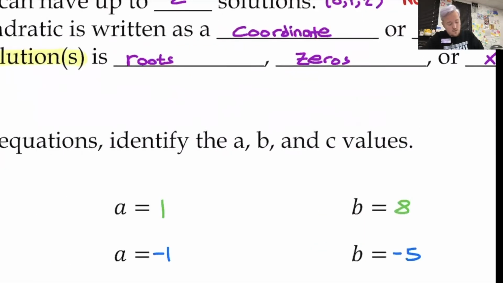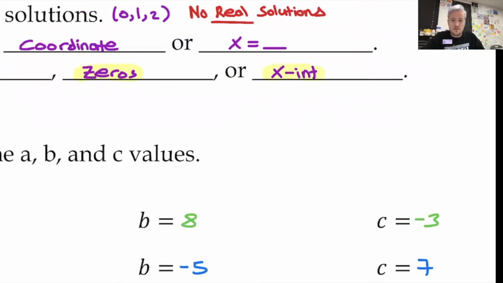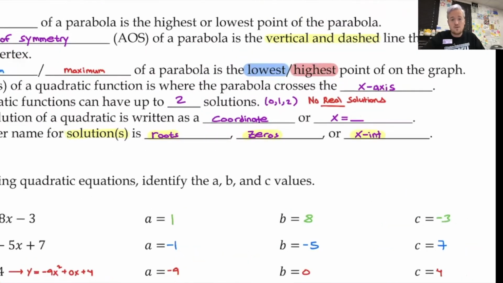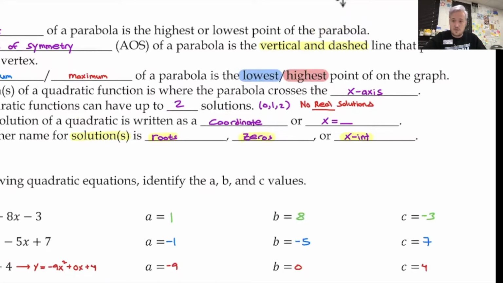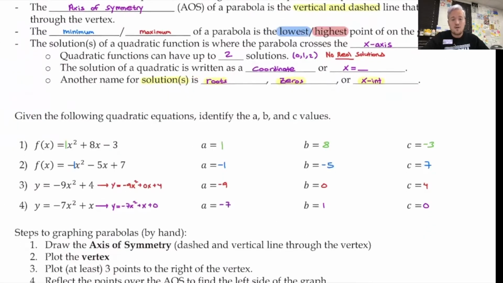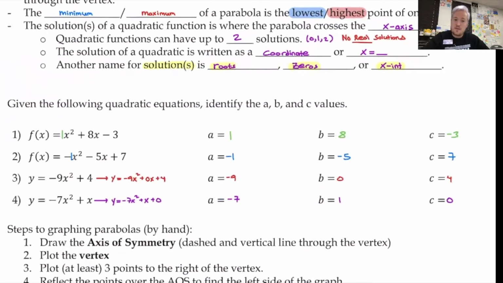So you could see a word called roots, zeros, or just standard old x-intercepts. All of these really mean the same thing when it comes to quadratics. It's really just identifying where the parabola is going to have a solution, where it crosses the x-axis, or what have you. It's all the same.